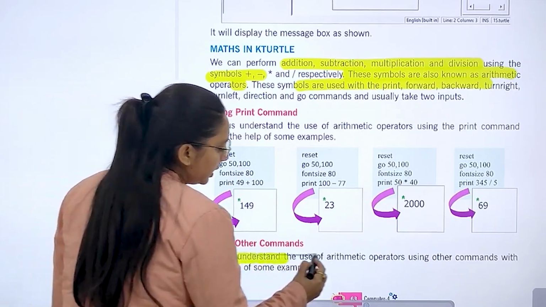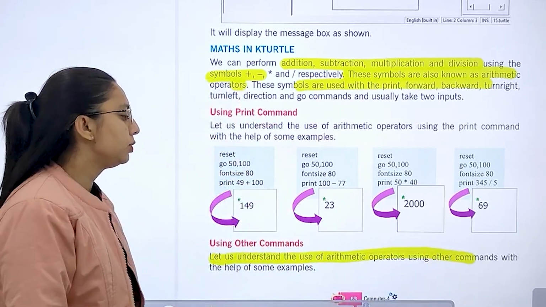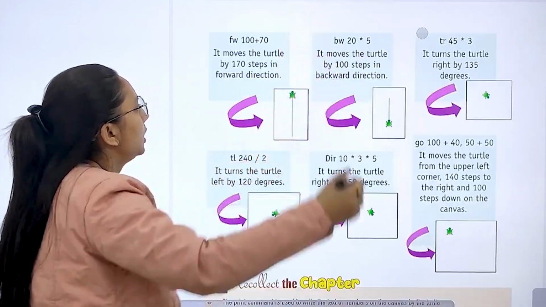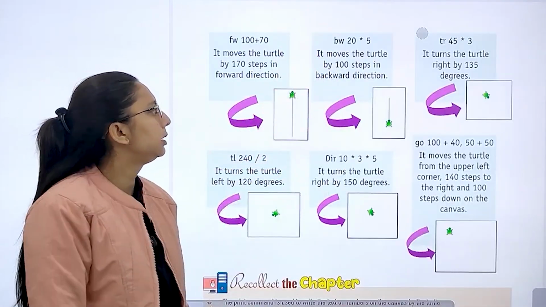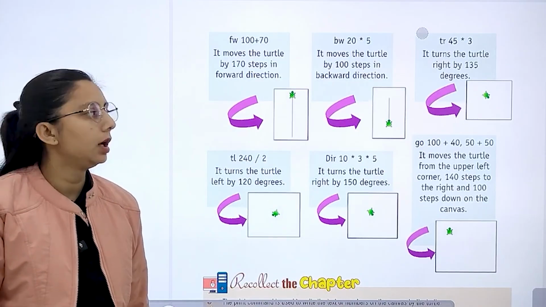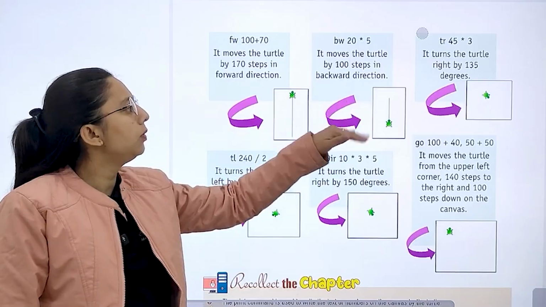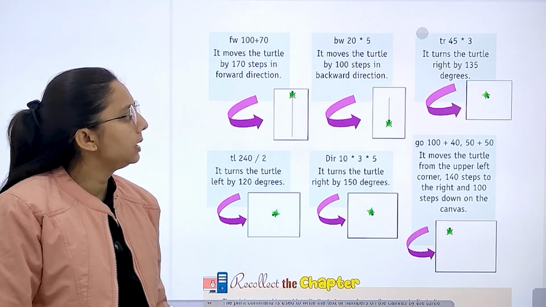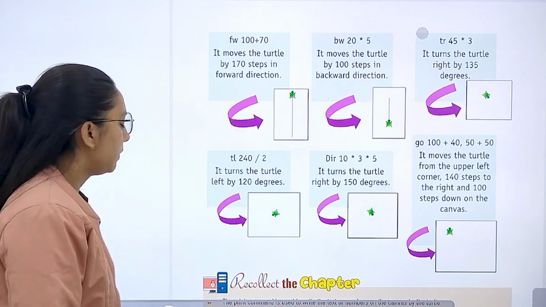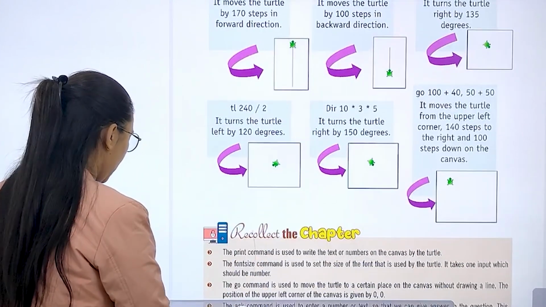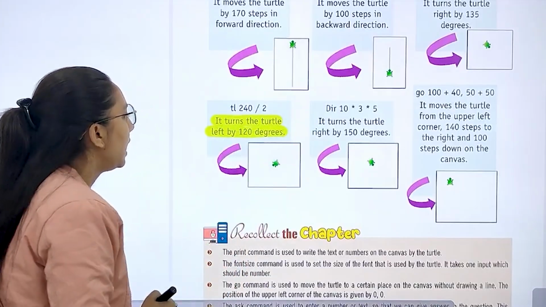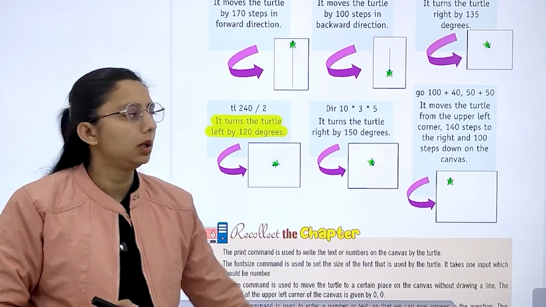Let's understand the use of arithmetic operators using other commands, with the help of examples like this. 100 plus 70: the turtle will go 170 steps in the forward direction. Here it will go 100 steps in the backward direction. Divide: it will go right by 135 degrees. Here, the turtle will turn left by 120 degrees.